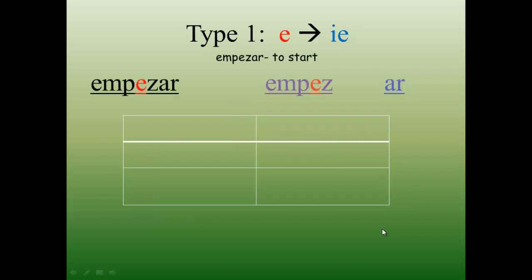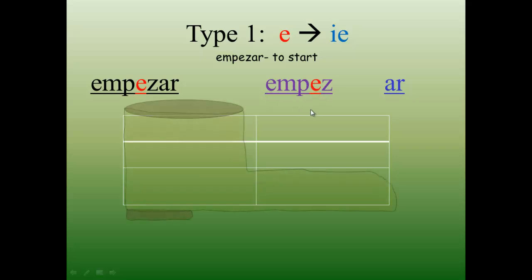Alright, our next word we're going to talk about is empezar. Empezar means to start. If I drop the AR, my stem is empez. It is an E to IE stem changer. Now you might ask yourself, okay, in empez, there's 2 E's. How do I know which E to change? You always change the second E of the stem. And you'll see that again in another verb. Where there's 2 E's in the stem, you always change the second E.